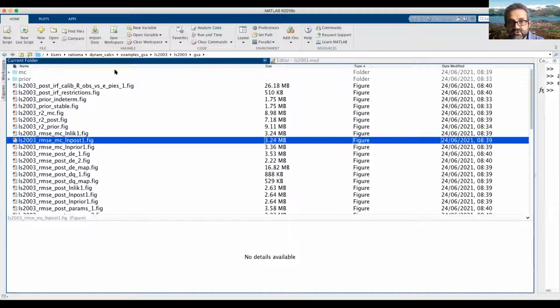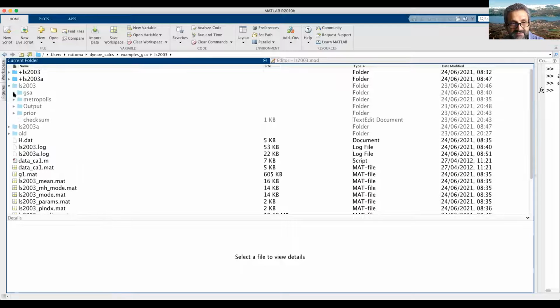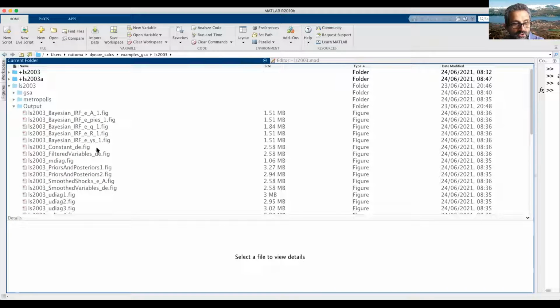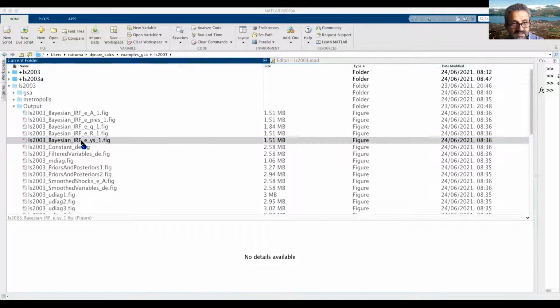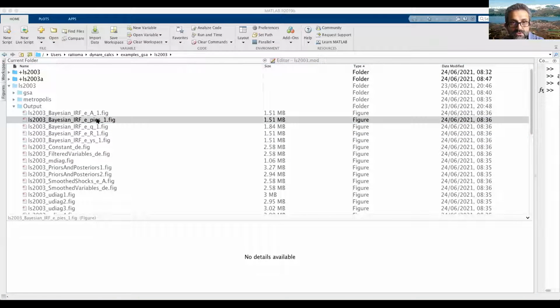Then, okay, we saw in the lecture IRF moment calibration from the prior. Now I show you something about, I think, if I remember well, no, it's another one.